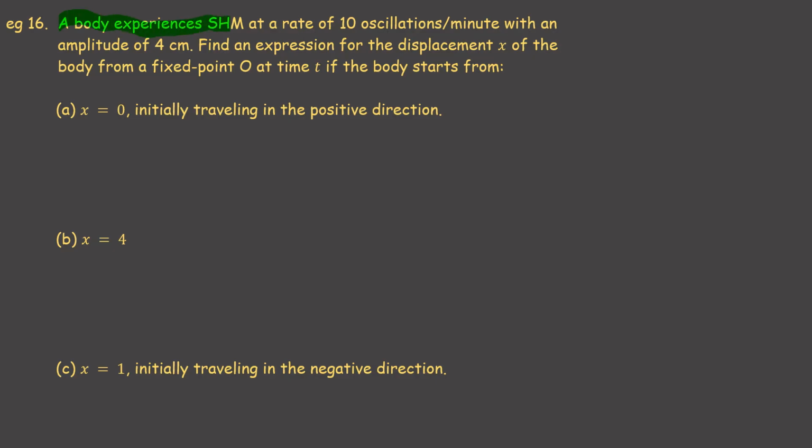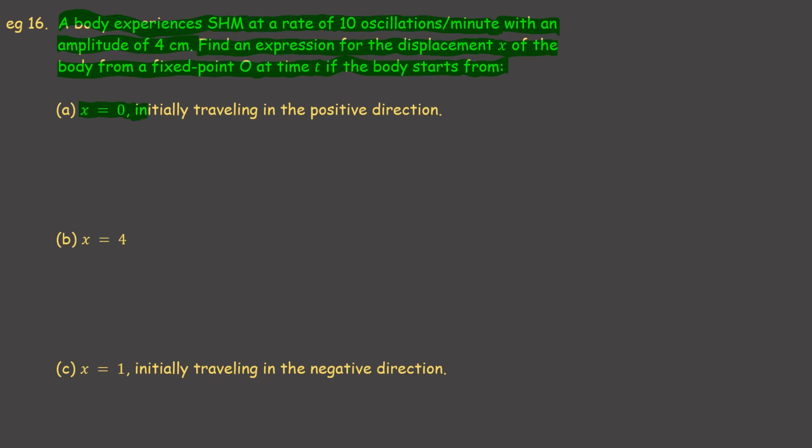A body experiences SHM at a rate of 10 oscillations per minute with an amplitude of 4 centimeters. Find an expression for the displacement x of the body from a fixed point O at time t if the body starts from, first of all, x equals 0, initially travelling in the positive direction.